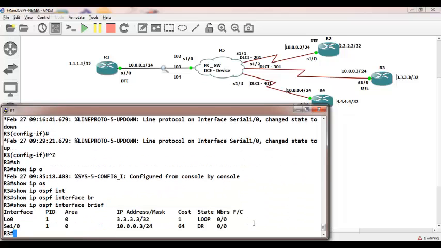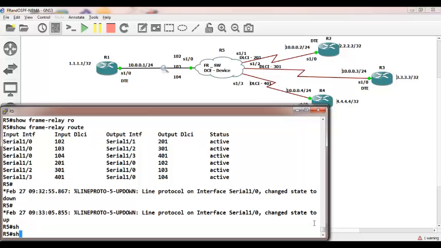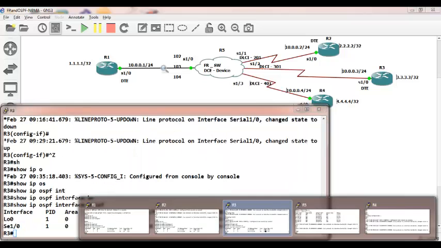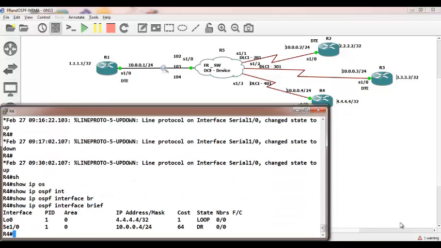I am running OSPF, I am a DR. Everyone is saying I am a DR. Show IP, not here. Router 4. All are running OSPF, but they are not forming any neighbor. Show IP OSPF name. Why will they not form a neighbor?